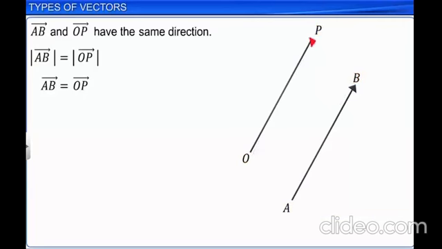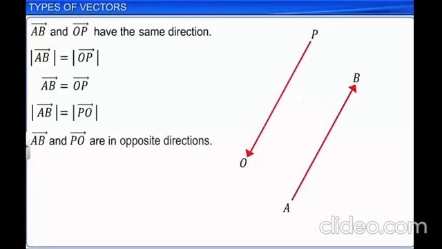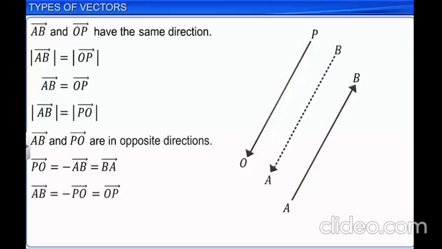Now, suppose we reverse the direction of vector OP. So now we have two vectors, AB and PO, with equal magnitude, but opposite directions. Two vectors with the same magnitude, but opposite directions, are called negative vectors of each other. Thus, vector PO is called the negative vector of vector AB, and is also written as vector BA. Similarly, vector AB is called the negative vector of vector PO, and is also written as vector OP.